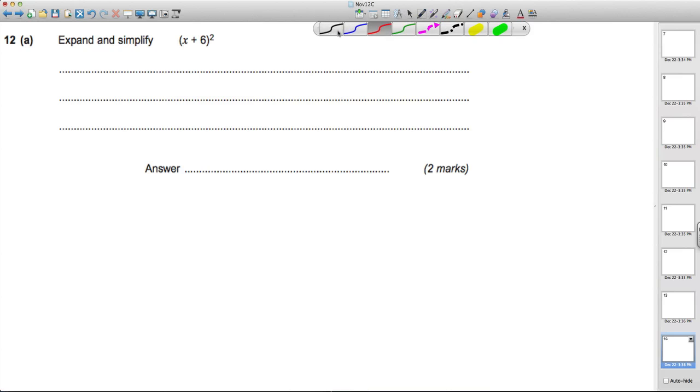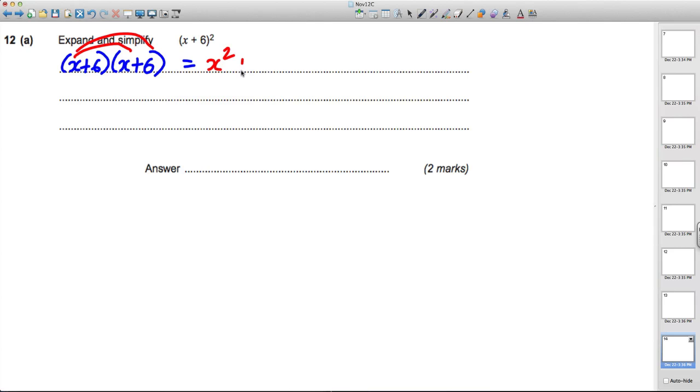Let's do this together. X plus 6 squared means x plus 6 multiplied by x plus 6. And we expand our brackets out. X multiplied by x is x squared. X multiplied by 6 is 6x. And going the other way, 6 multiplied by x is 6x. And 6 multiplied by 6 is 36. Combining like terms, we would get x squared plus 12x plus 36.